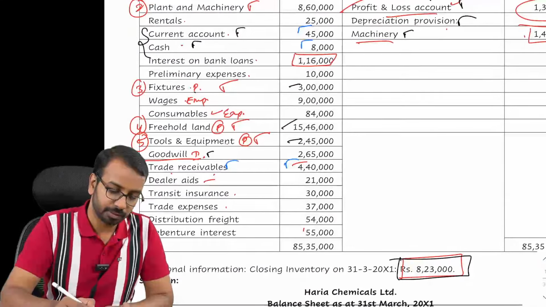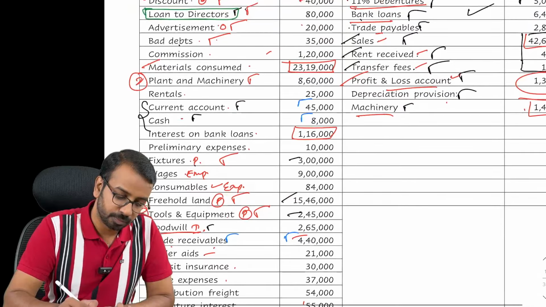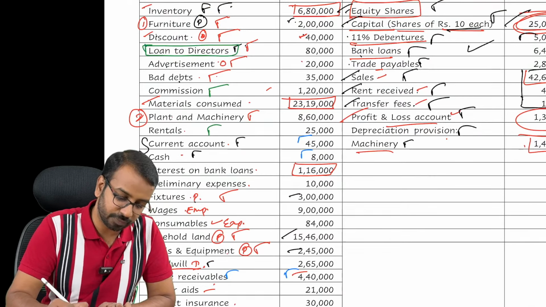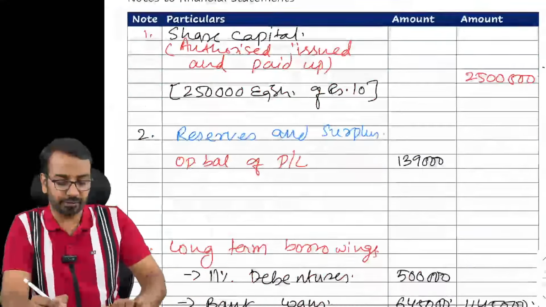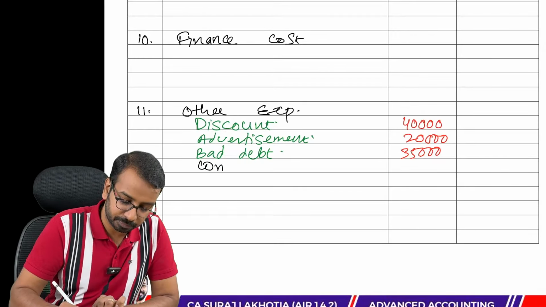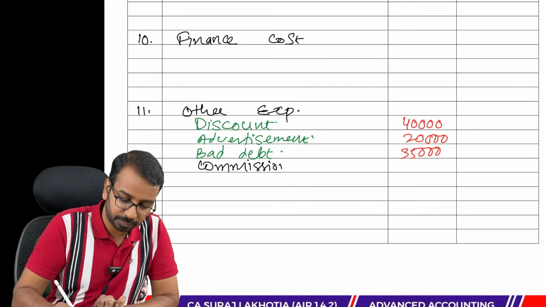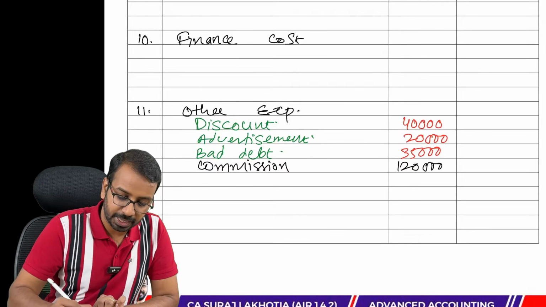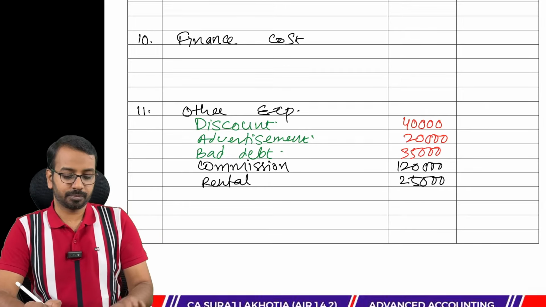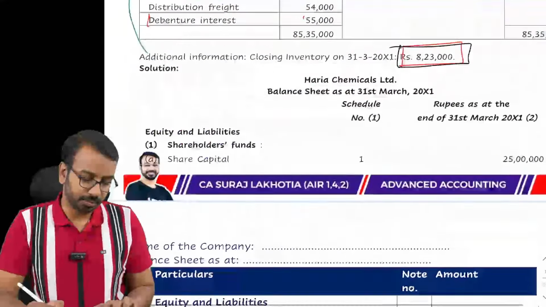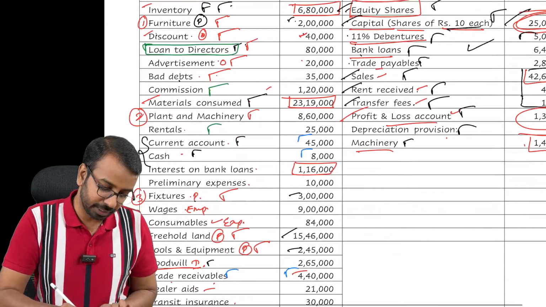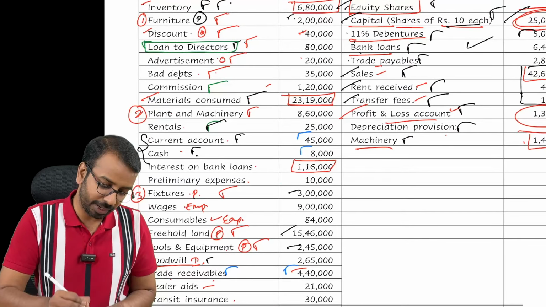Then commission 1,20,000. Plot it separately. Rentals 25,000. So here we have commission 1,20,000, and rental, 25,000. Then material consumed we have already posted. Rental is already posted. Current account, bank account is done.